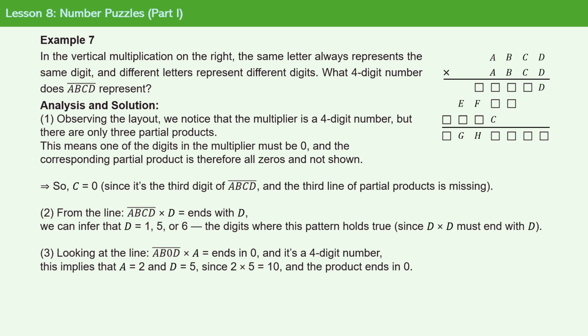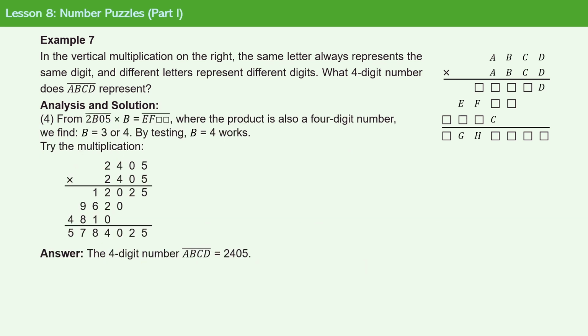From the line ABCD times D equals a product that ends with D, we can infer that D equals 1, 5, or 6, the digits where this pattern holds true. Looking at the line AB0D times A, the product ends in 0 and is a 4-digit number, this implies A equals 2 and D equals 5, since 2 times 5 equals 10, and the product ends in 0. From the line 2B05 times B equals a 4-digit number beginning with EF, we find B equals 3 or 4. By testing, B equals 4 works.